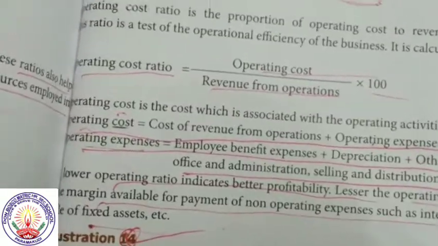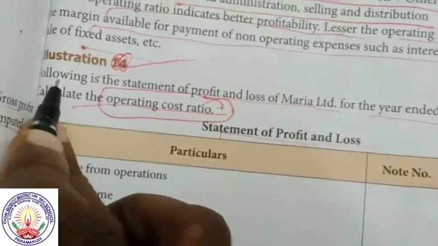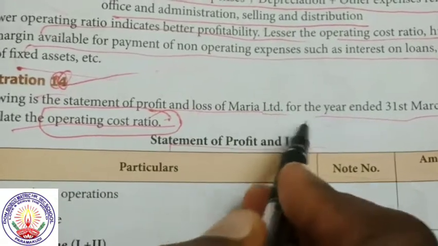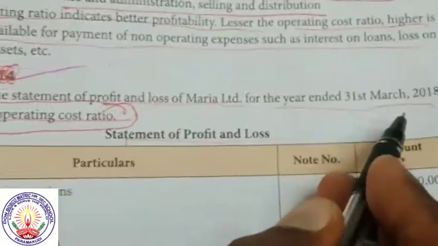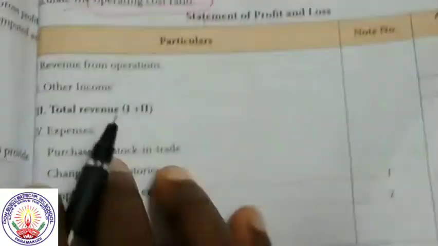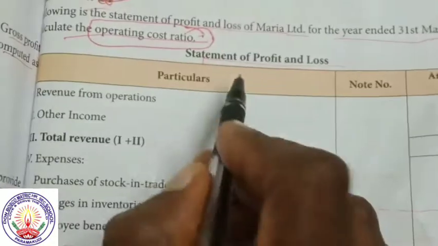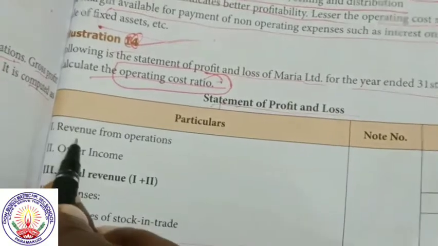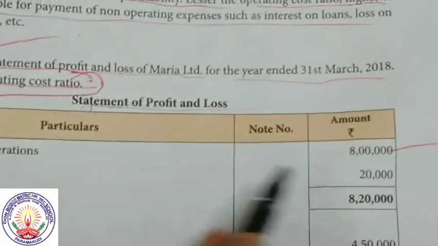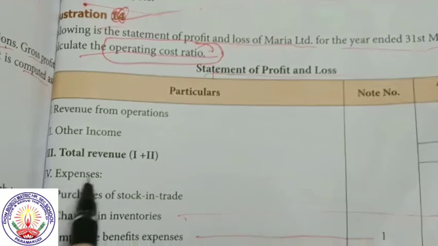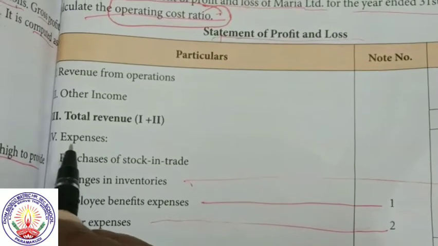Now discuss illustration 14. Illustration 14: the following is the statement of profit and loss of Maria Limited for the year ended 31st March 2018. Calculate the operating cost ratio. Now see the sum. Here is the question, statement of profit and loss. First point, revenue from operation rupees 80 lakhs, other income rupees 20,000, total revenue 8 lakhs 20,000. Next, expenses.